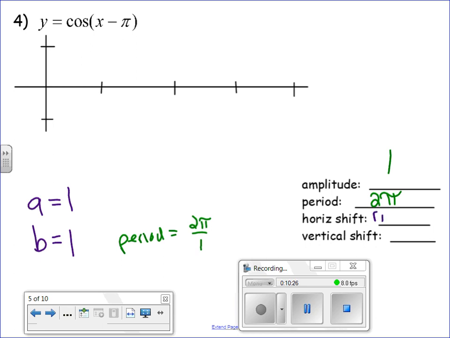So I'm kind of thinking ahead. I am going to have to shift this to the right pi units. I'm probably going to have to add on some hash marks in this direction. Just keep in mind where we're headed with our life. And there's no vertical shift, so I'm just going to note no vertical shift.